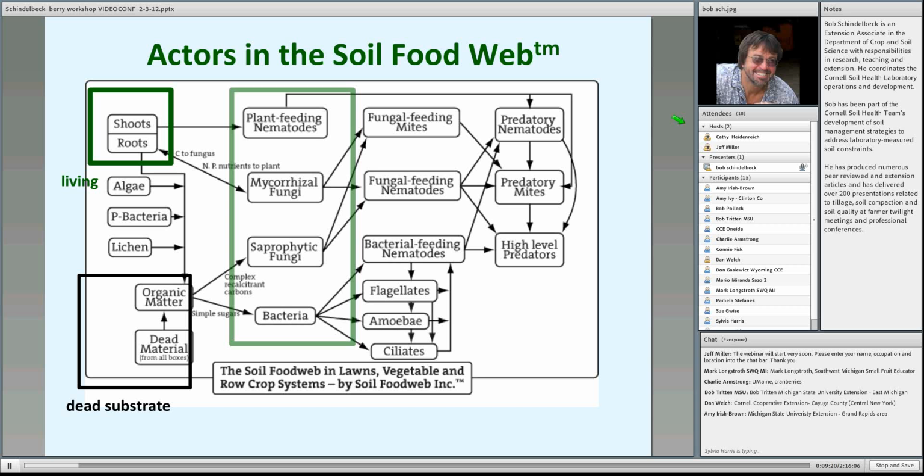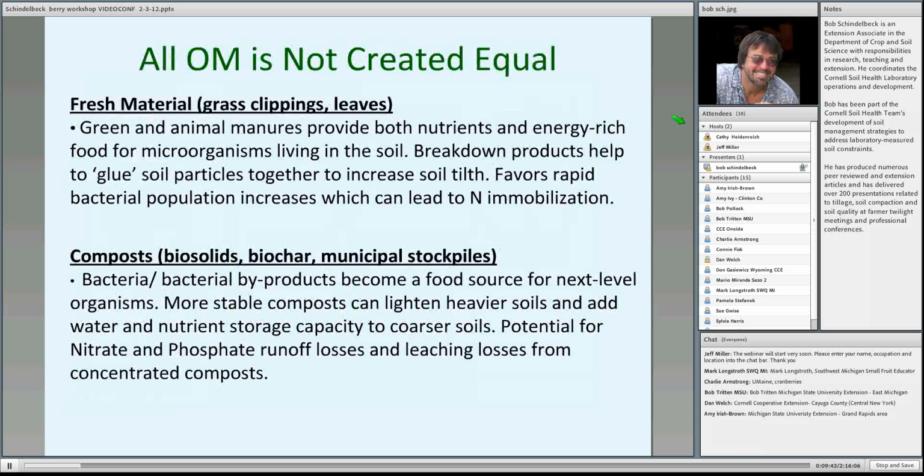But the fact that we can affect and promote certain of these organisms, or actually restrict them based on our choice of organic matter, forces us as managers to be aware of all the influence we can have by modifying what we see at the far left, the living and dead substrates. So to put that in text here, all organic matter is not created equal. I'll use this title on another slide later in the talk to bring this together once again.